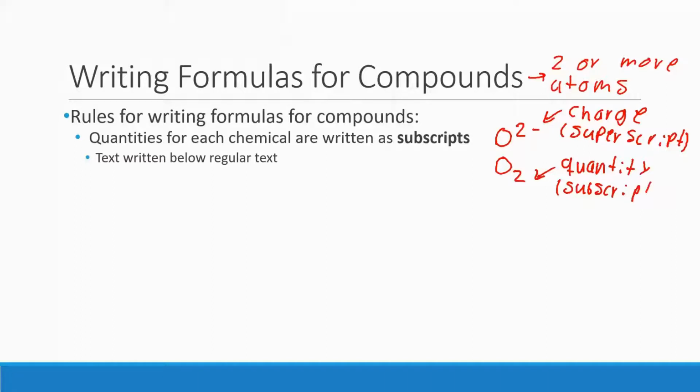So it is very, very important that when you're talking about the charge of an ion, you write it in the superscript position. When you're talking about the amount of an atom, you put it in the subscript position. If you start flipping the positions of these, you will run into problems and you will end up confusing yourself. So try to make sure to stay consistent with where you write your charges and your quantities.